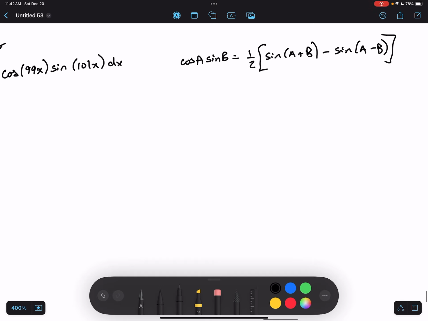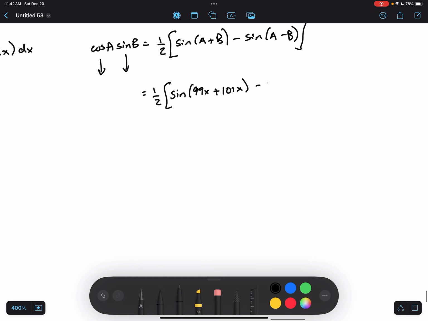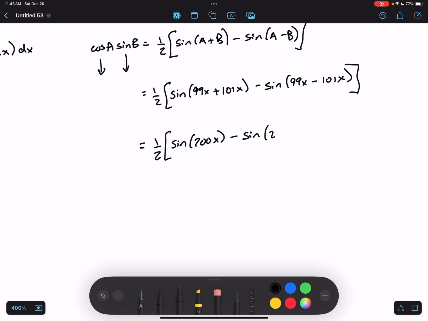And so bringing in our A's and B's, we've got cosine of 99x times sine of 101x equals 1/2 times sine of 99x plus 101x minus sine of 99x minus 101x. And of course, simplifying this, we get 1/2 times sine of 200x minus sine of negative 2x.